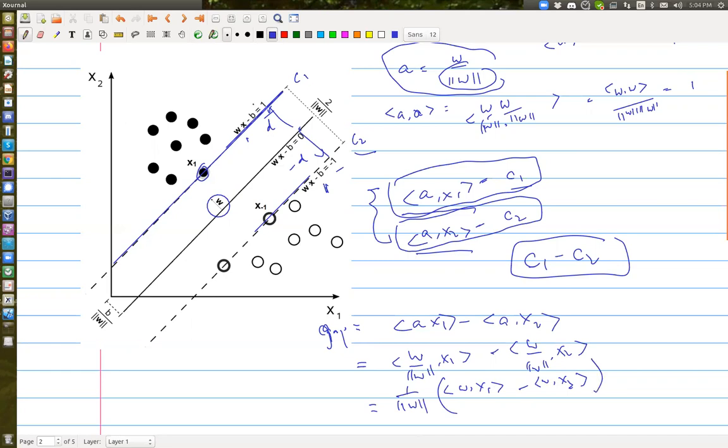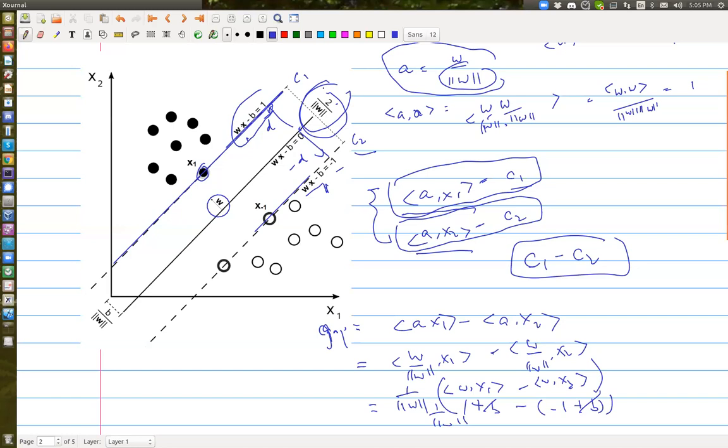But by the way, I have w x1 equal to 1 plus b, and w x2 equal to minus 1 plus b. So it's 1 plus b minus minus 1 plus b. The b gets cancelled. So therefore it's just equal to 2 over the norm of w. Sorry for the digression, I didn't need all this. So the gap is just this, and I should just maximize this 2 over the norm of w.